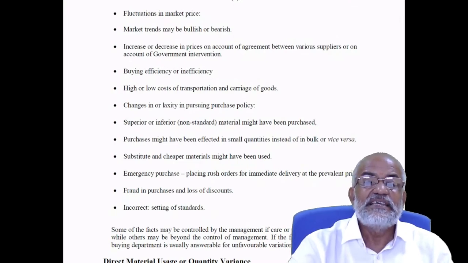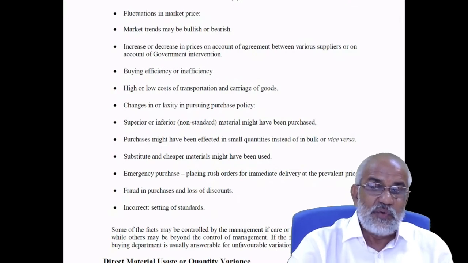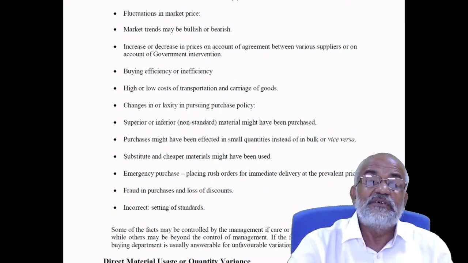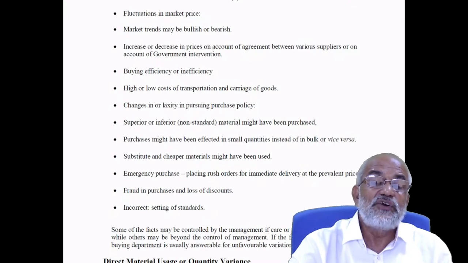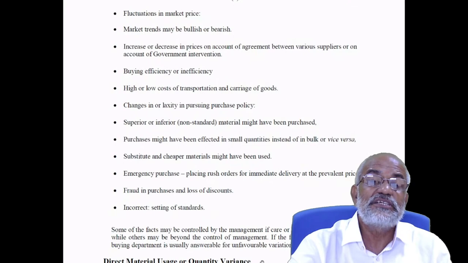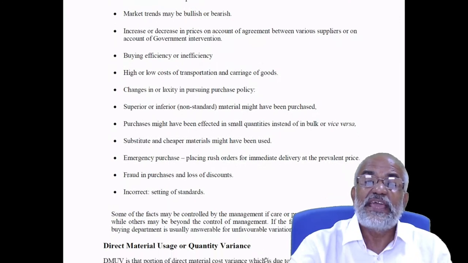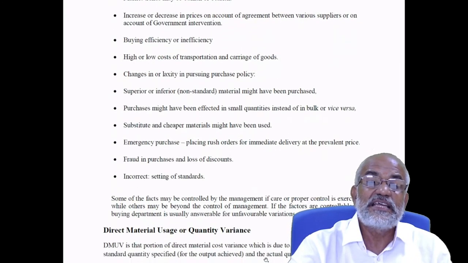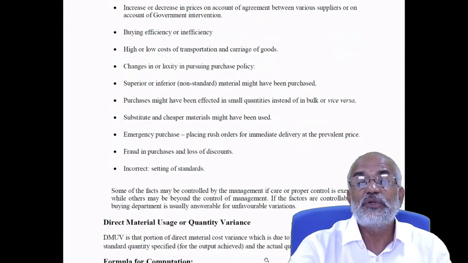The next reason is incorrect setting of standards. When the standards set by the organization are incorrect and not based on facts and figures, that will also result in direct material price variance. Some of the factors may be controlled by the management if care or proper control is exercised, while others may be beyond the control of the management.